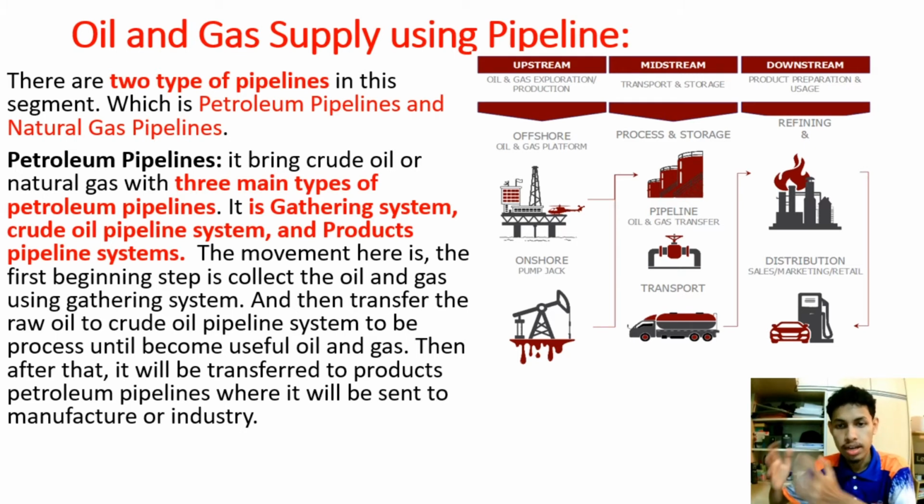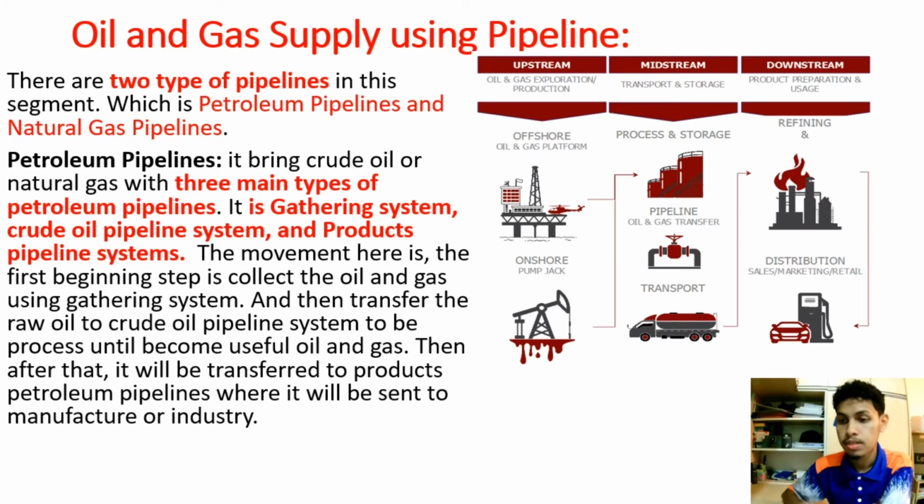So in oil and gas, we are going to discuss oil and gas. There are two types of pipelines in this segment, which are the petroleum pipelines and also the natural gas pipeline. So firstly, we are going to talk about the natural gas pipeline first. Sorry, not. The first one is the petroleum pipelines. So the petroleum pipeline will bring crude oil or natural gas, with three main types of petroleum pipeline. So they are the gathering system, the crude oil pipeline system, and the product pipeline system.